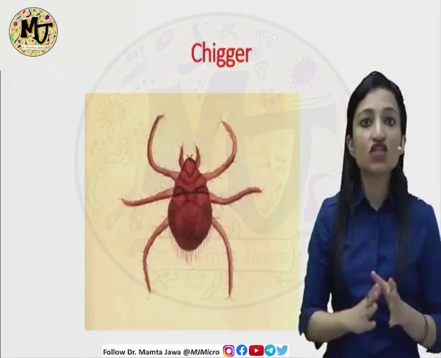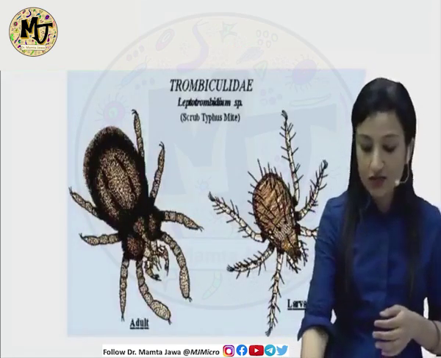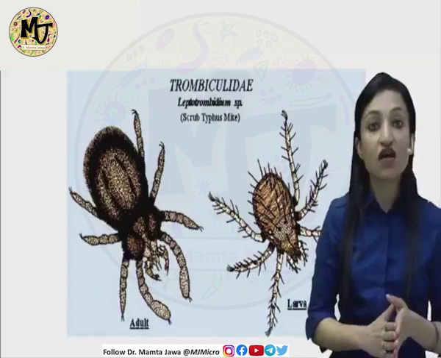Now, this is how the chigger looks. This is the adult, and again another picture of the larva, that is the chigger.